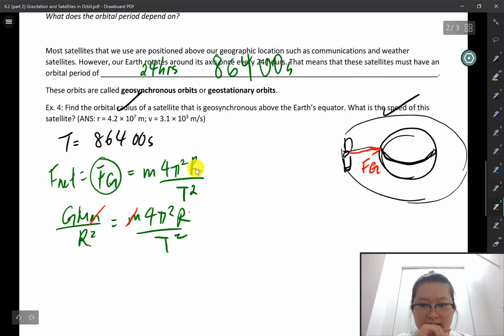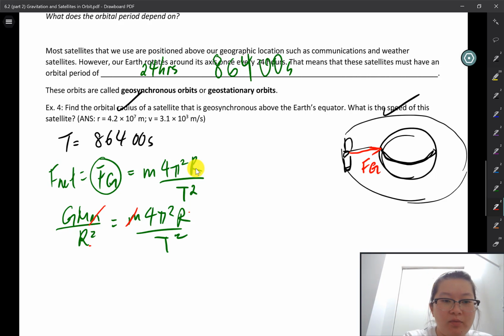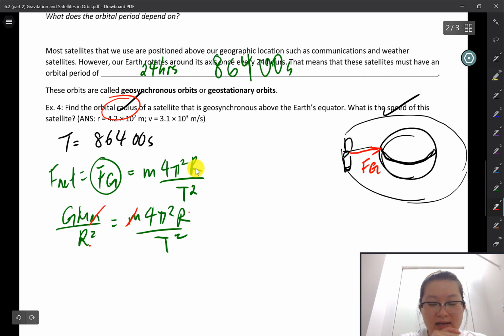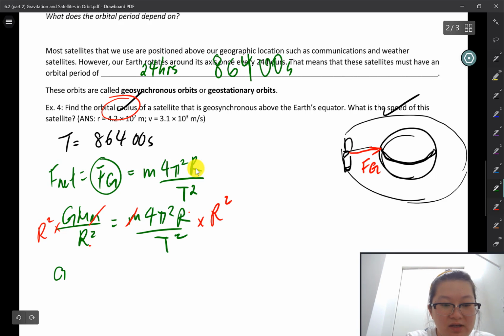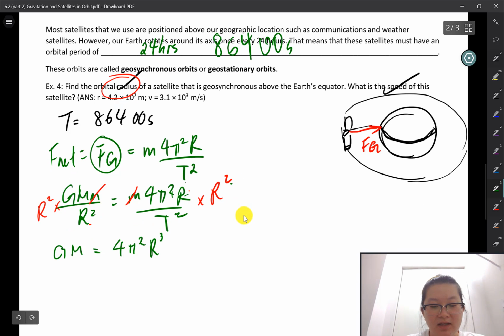But let's take a look. We want to find the orbital radius. So let's solve that by multiplying the radius up to the top, okay? So we're going to get big G, big M equal to 4 pi r, and then this r is to the power of 3 because of exponent laws. We add up the exponents, divided by t squared.